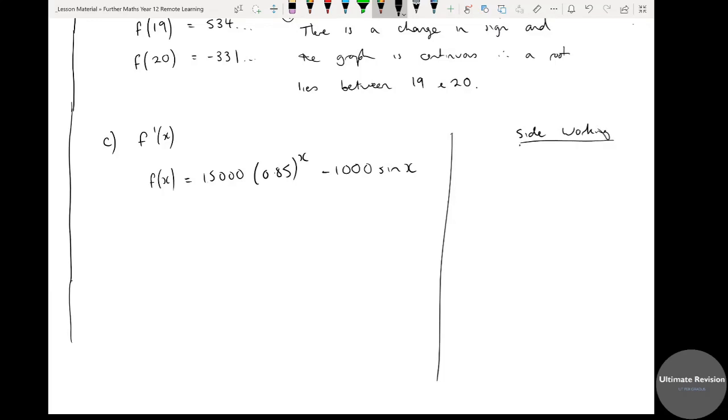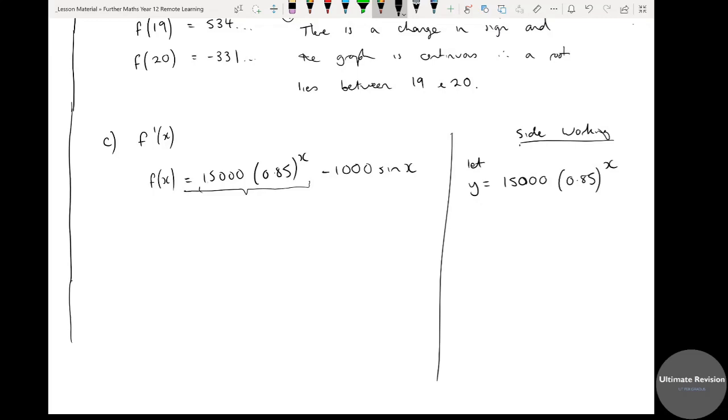Do fast forward if you think you can get the differential really easily. I'm going to break it up into two sections, so I'm going to do this section first. I'm going to let y equal, because you can differentiate them each separately, that's fine, 15,000 times 0.85 to the power of x.